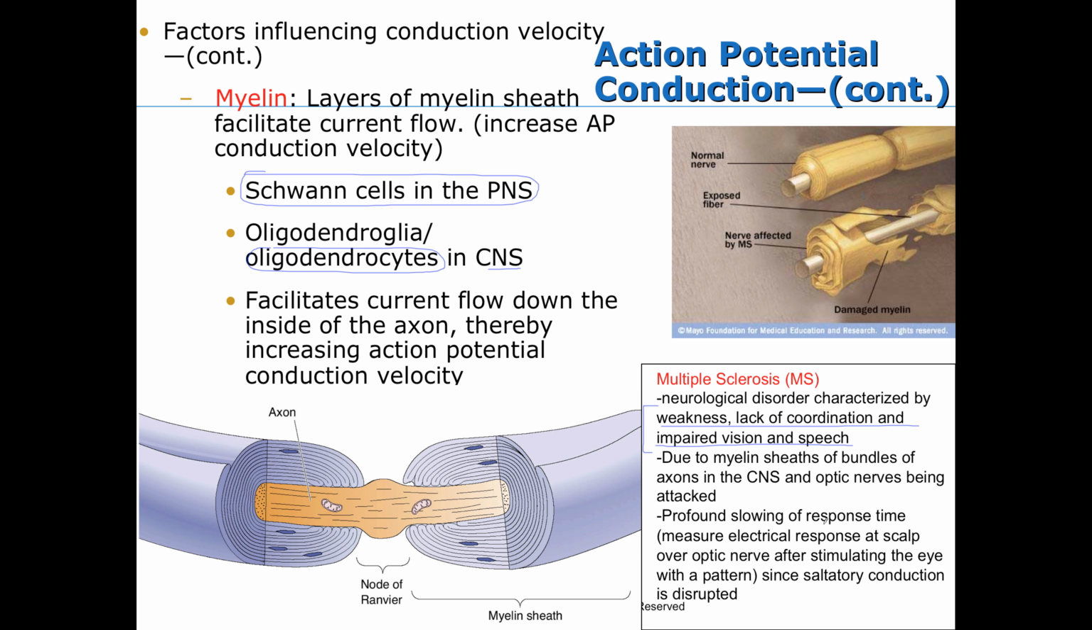So you can measure electrical responses at the scalp over optic nerves after stimulating the eyes, since saltatory conduction, which is this process, is disrupted. So in nerves affected by MS, you have a gradual eating away of this myelin, exposing this axon that lies underneath.